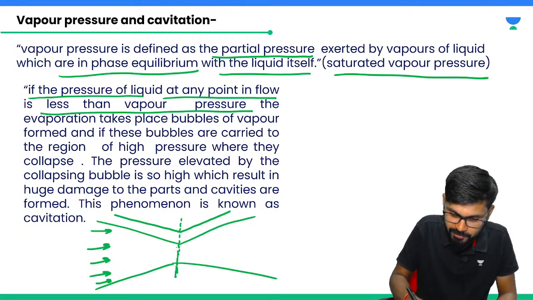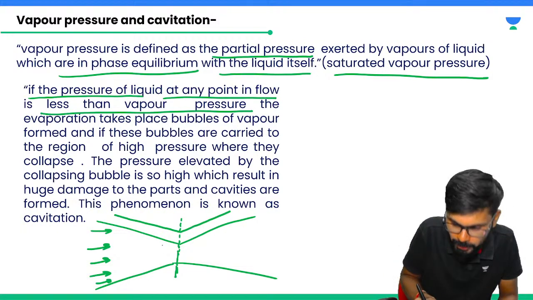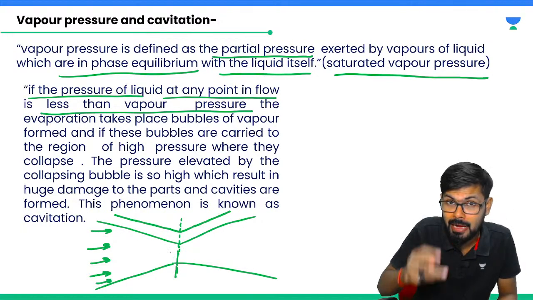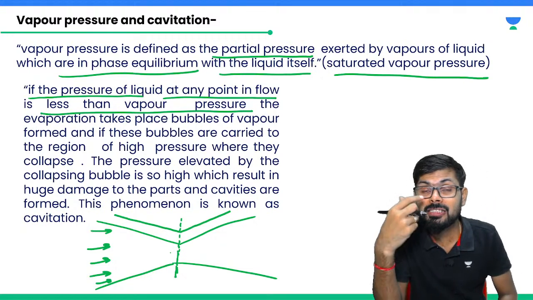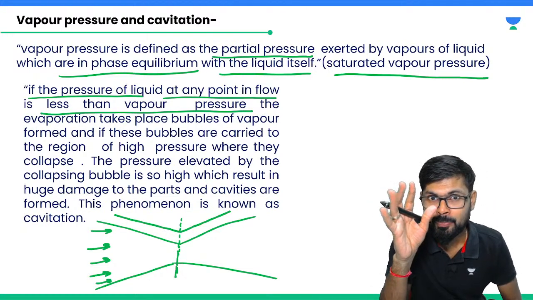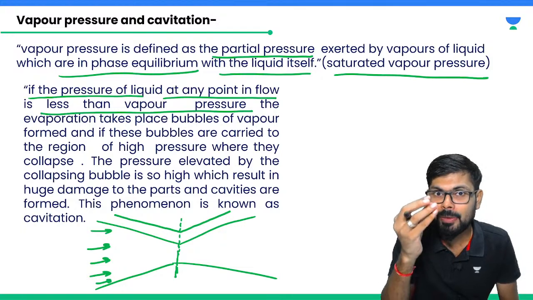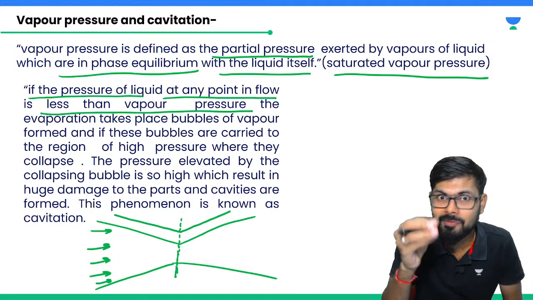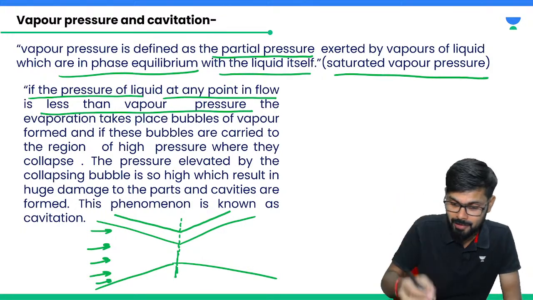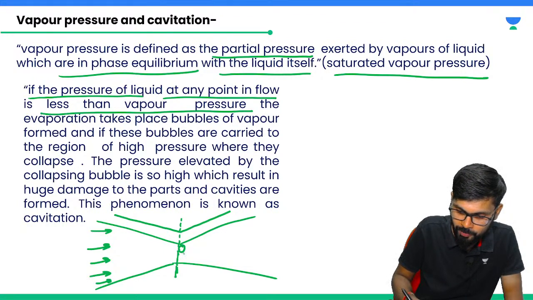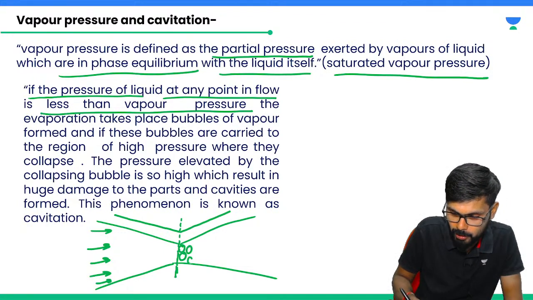Now if some liquid is flowing here, and at this throat, let's say, the pressure is less than the vapor pressure, then whatever liquid is there, the liquid will evaporate. The liquid will evaporate, then a bubble will form.